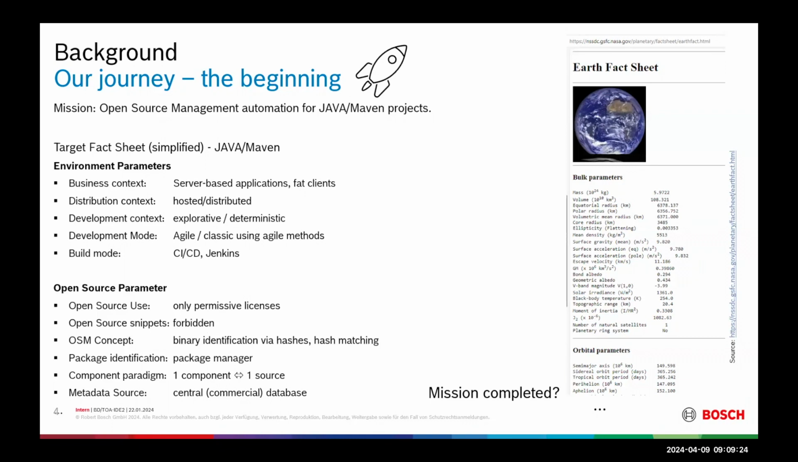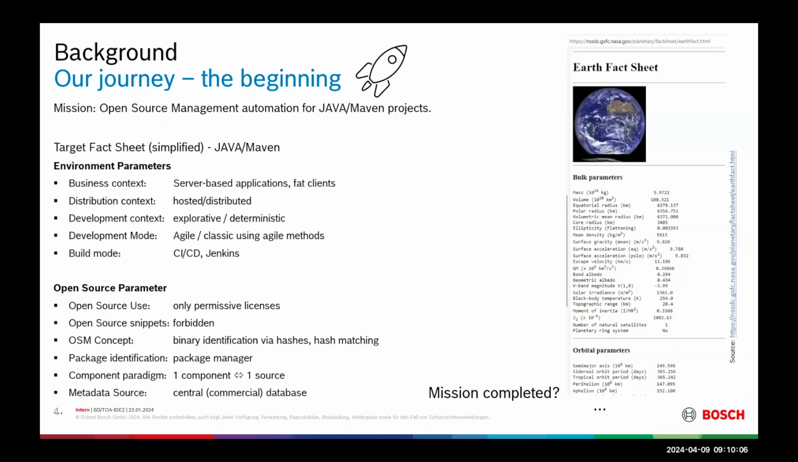And we had a nice OSM concept based on Maven Central, where we could just use the hashes for the identification, did this hash matching, and identified then the components, the packages, and could use a central database for all the metadata and use that to compile then our open source reviews and the disclosure documents and all this. And then you could say mission completed, because we did this, we automated it.